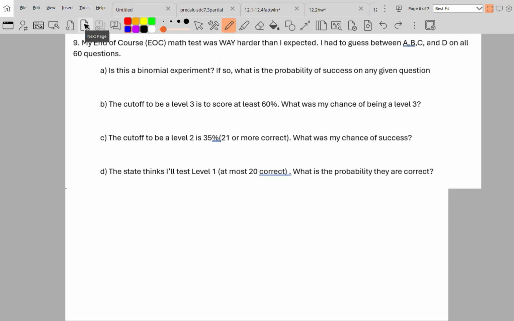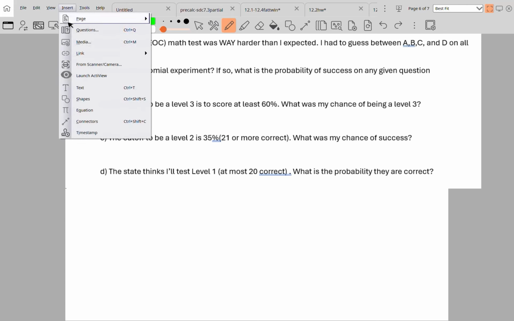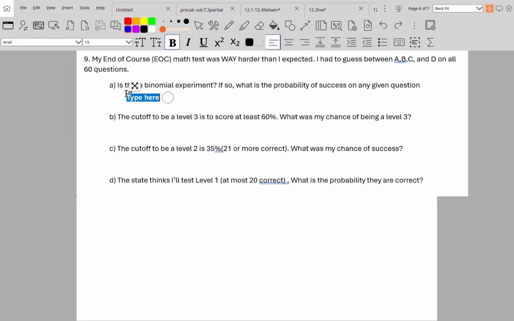Here's number 9. My end of course math test was way harder than I expected. I had to guess between A, B, C, and D on all 60 questions. There's about 60. Is this a binomial experiment? Oh, it most definitely is a binomial experiment. Yes. Since guessing, the probability of success is always, and it's A, B, C, D, 1 in 4. It's always 1 in 4.